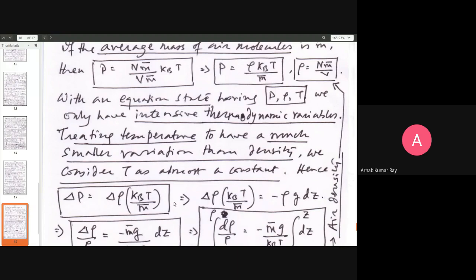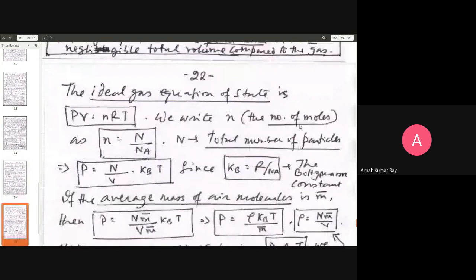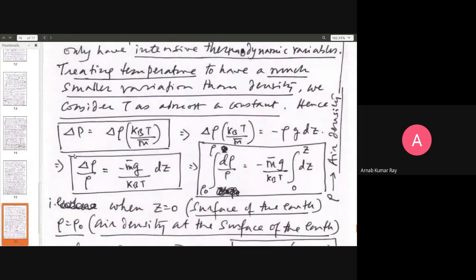So this delta P will be substituted over here. Delta P is equal to minus rho g delta z. So delta P is this thing, and delta P is minus rho g dz also. So there you have this equation. Now you have density and z as the two variables. T we are treating as constant. Boltzmann constant, g and all those things are anyway constant. So we separate variables on two sides. Delta rho by rho is equal to minus m bar g divided by k_B T times dz.